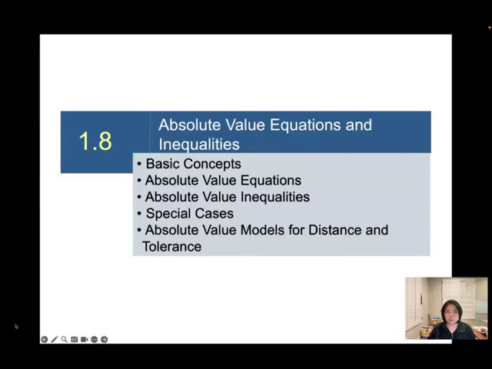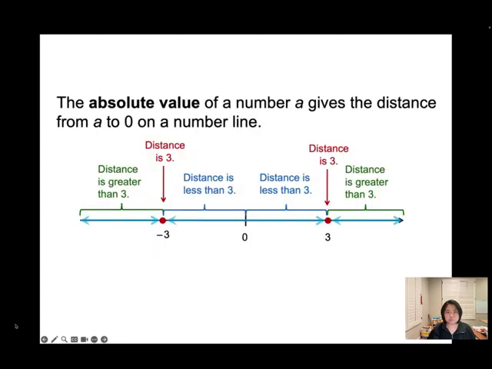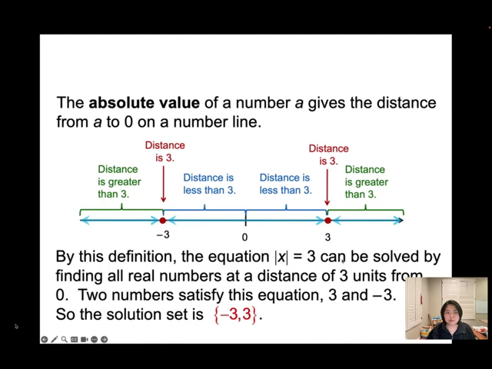Section 1.8 Absolute Value Equations and Inequalities. The absolute value of a number a gives the distance from a to 0 on a number line. So look at this example.